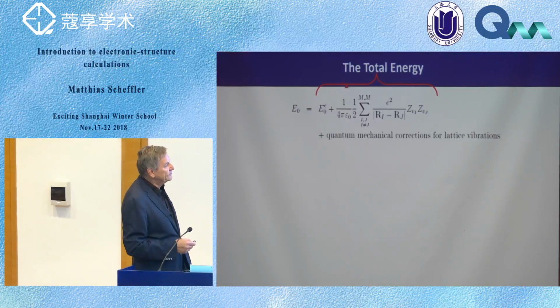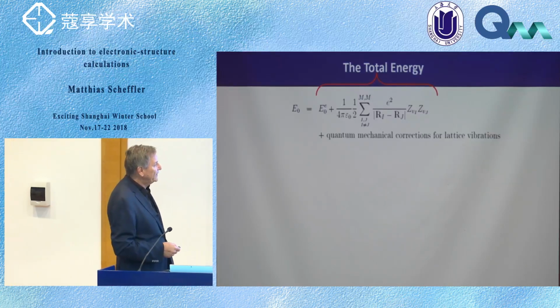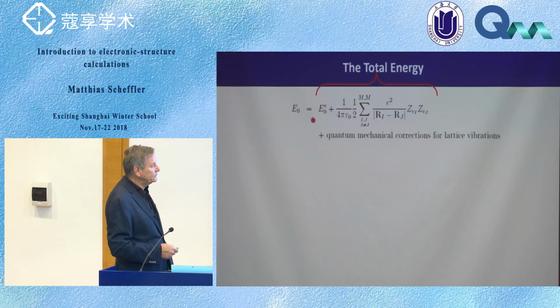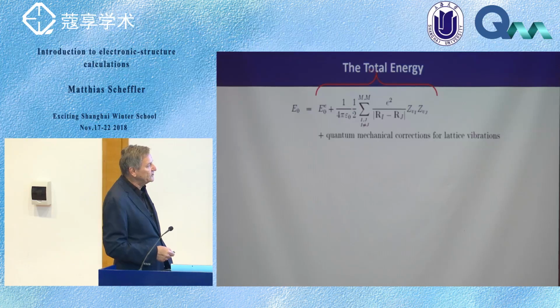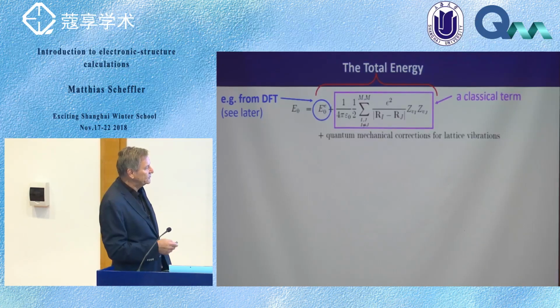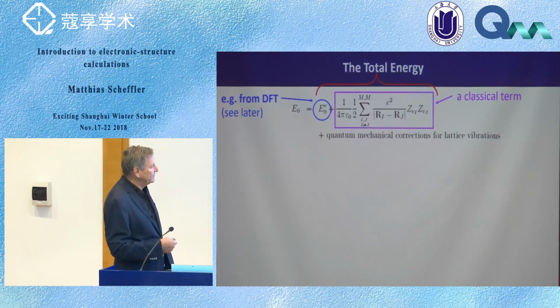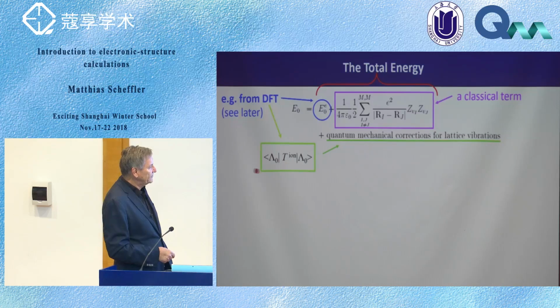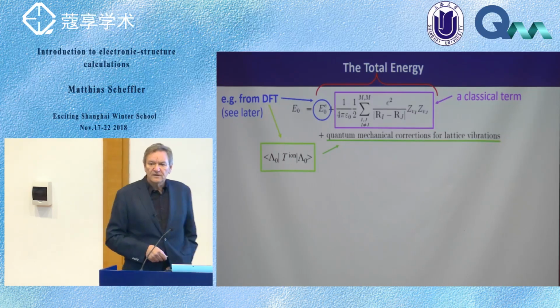The quantity which is important is usually called the total energy, which has the ground state energy of this Hamiltonian which you just have seen, plus an expectation value of this lambda function, but the lambda function is very much peaked, so it's just the Coulomb interaction of the nuclei. The first one, you will see, we can calculate from DFT. The second one is just a classical summation, which you can calculate together with the first one very accurately. The third one is the expectation value of this lambda function with respect to the ionic kinetic energy.